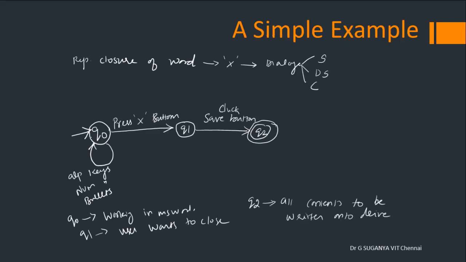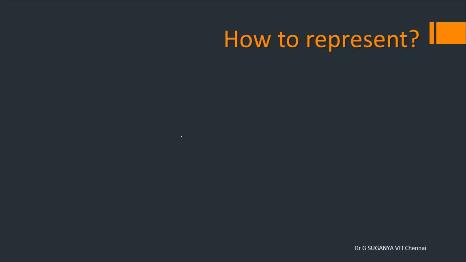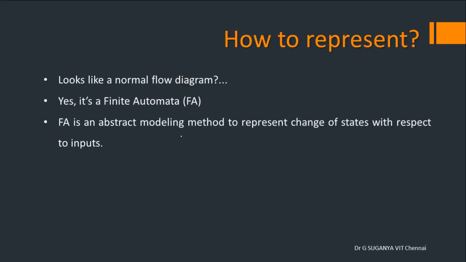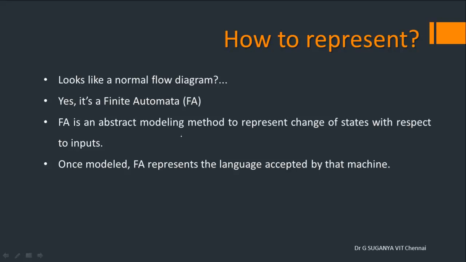See, these are the states. How the transition between states happens is by means of your input symbols. When these inputs are given, automatically the system tries to change from one state to another state, right? So that's what we call a finite automata. Once modeled, if you draw this diagram, this finite automata represents the language accepted by that machine.